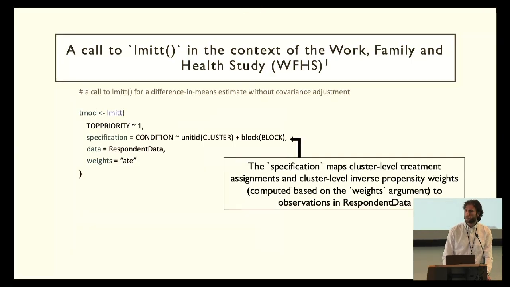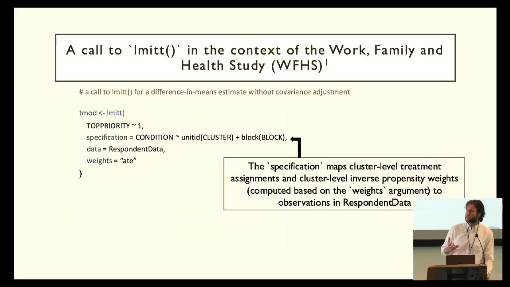The specification argument takes a formula that specifies the treatment assignment mechanism. In this example, the Work, Family, and Health study, it was a blocked cluster randomized trial that was evaluating the effects of the intervention on employees' survey responses. On the left-hand side of the formula, we have the binary assignment indicator, and on the right-hand side, we have the clustering and blocking variables.